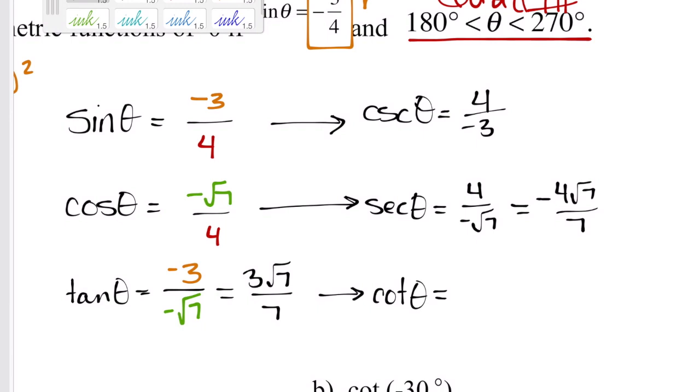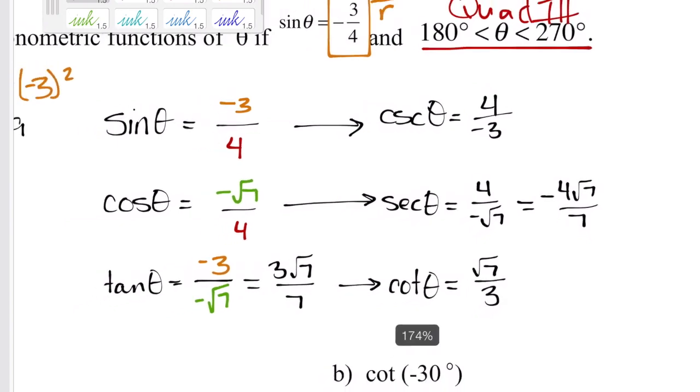And then the reciprocal of my tangent, aka my cotangent, I'm going to be flipping. I like to flip the original, it makes more sense to me, and then that way I don't have to rationalize again because it would just be negative square root 7 over -3 or square root 7 over 3. And we're finished.